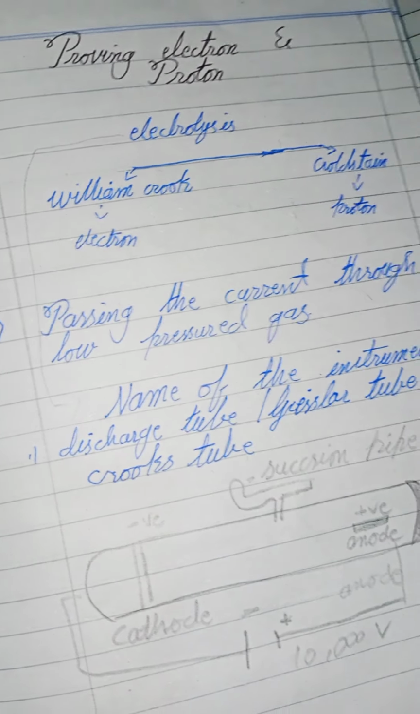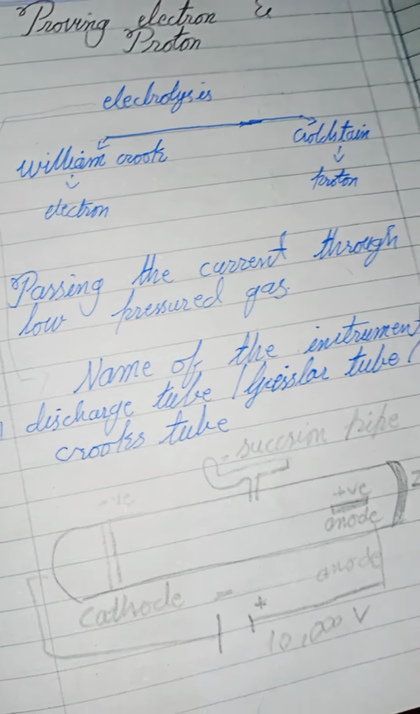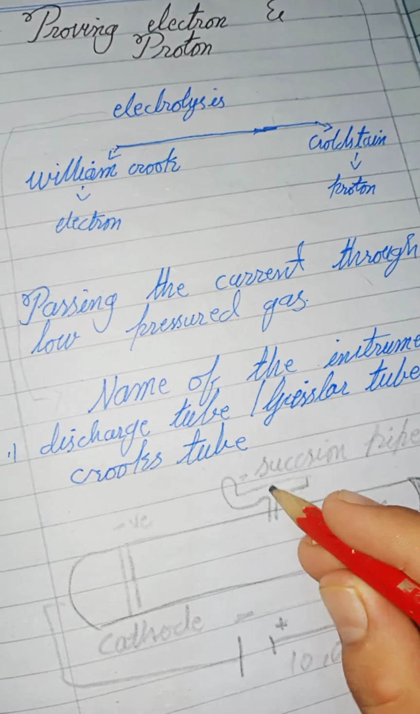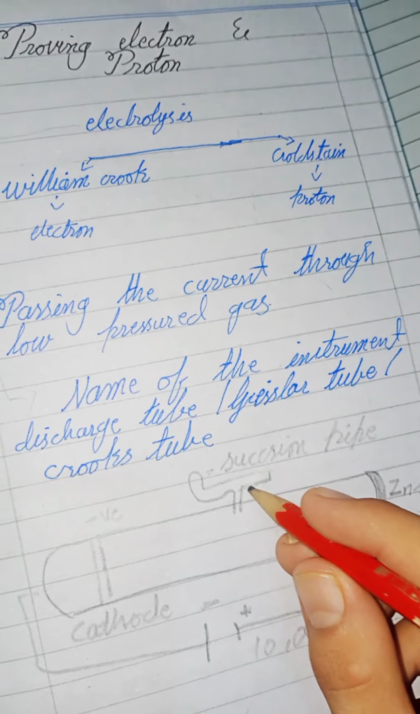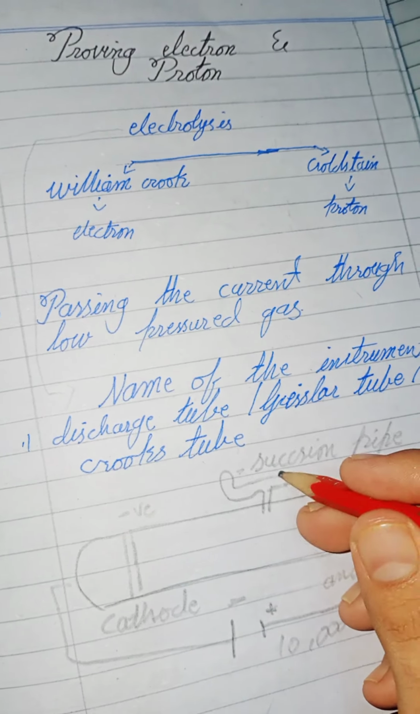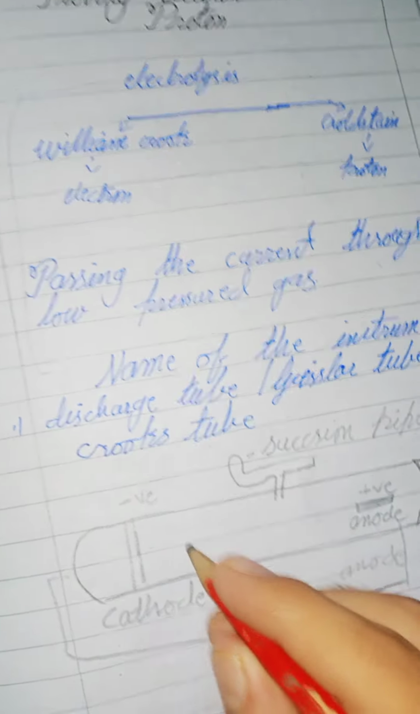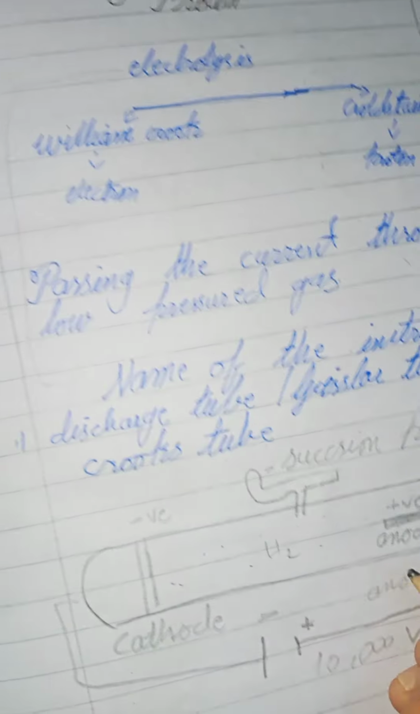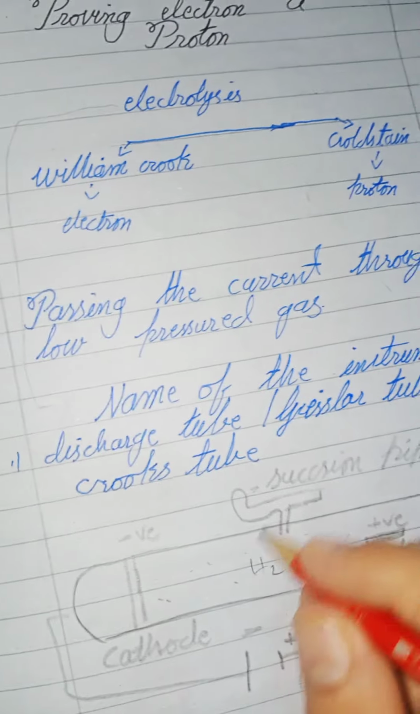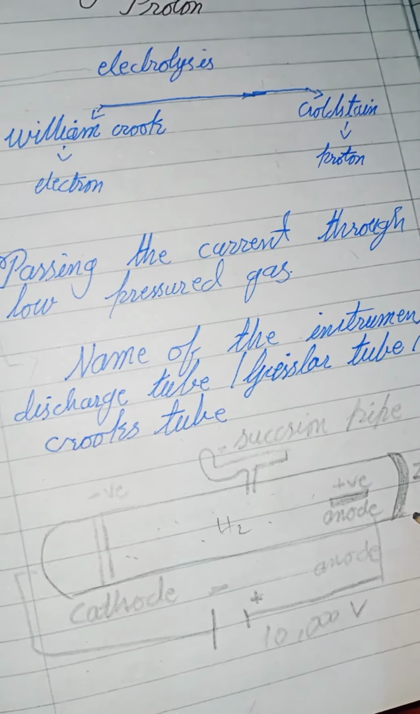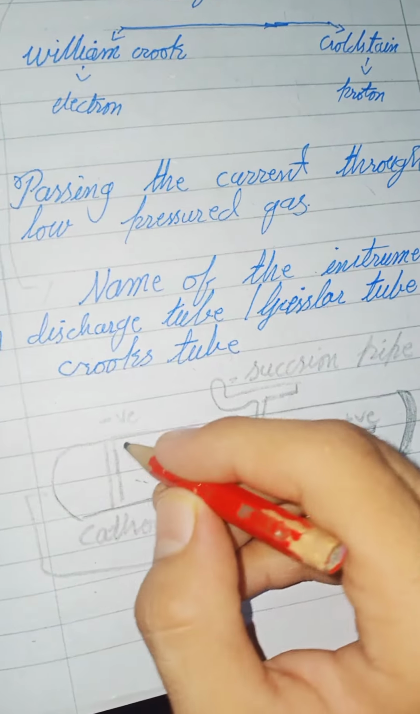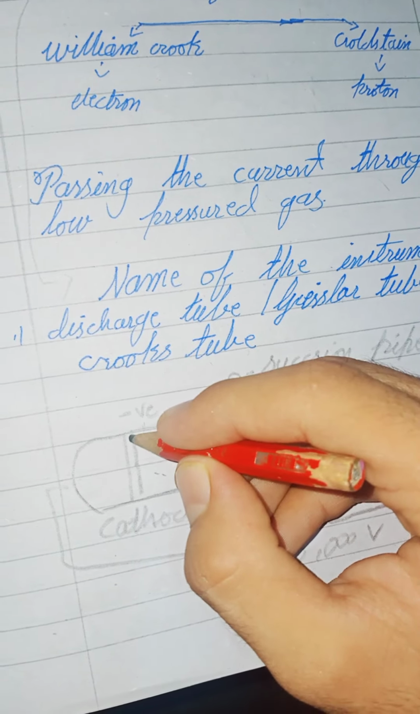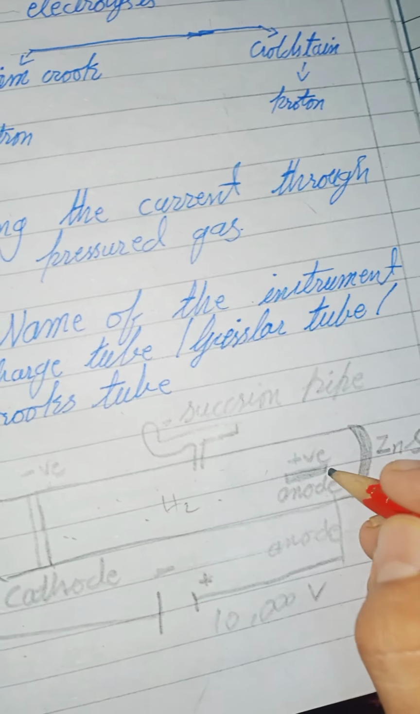Okay, so let's start. I think we can simply start the process. What is this? This is a suction pipe, from here we will be decreasing the gas. Inside there is a gas, H2. For example, there is a gas. Now this is the cathode plate, and this is the anode plate.